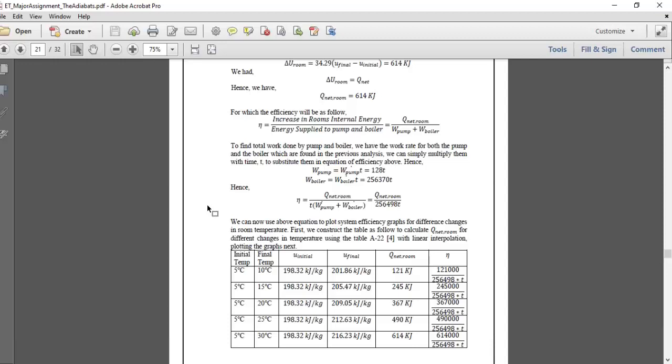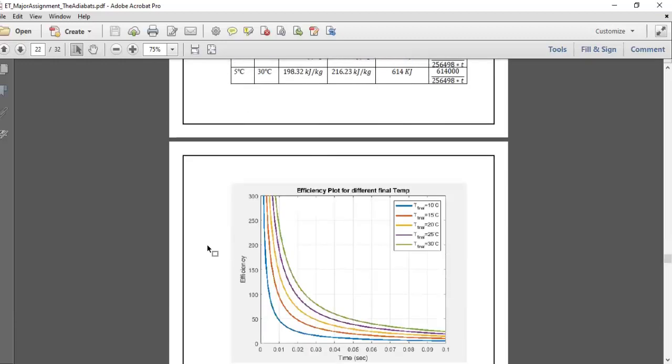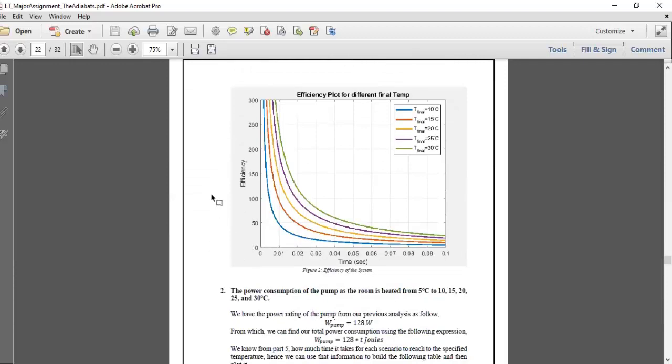Next, we simply constructed the table to calculate net changes in room energy for different changes in temperature and used it in the efficiency formula to construct this graph over here. In this graph, we can observe that lower the temperature rise, higher the efficiency decay with respect to the time. So if we lower down the temperature, we'll be getting more efficiency or a more efficient system.